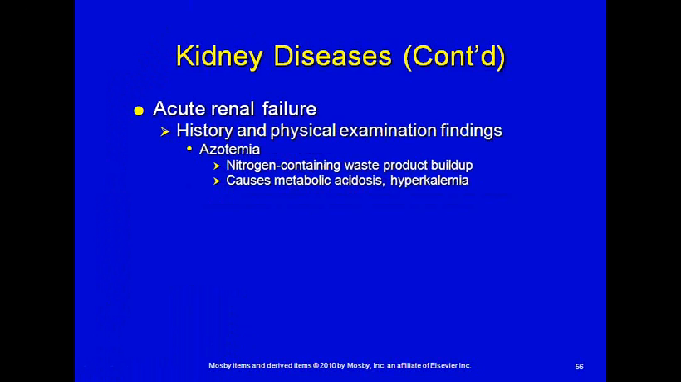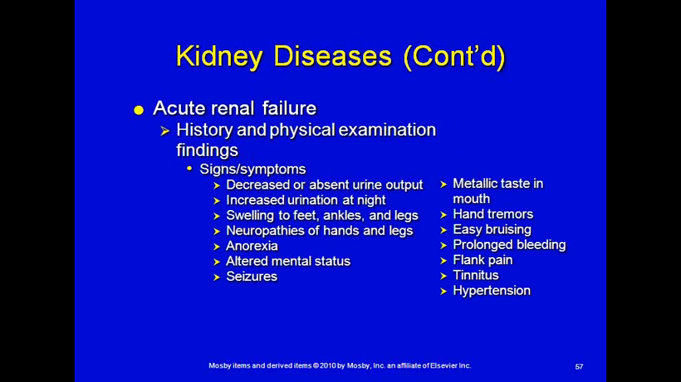With acute renal failure, get a history and physical exam as far as findings. Azotemia is nitrogen-containing waste product buildup. It leads to metabolic acidosis and hyperkalemia. One thing that you will smell, particularly in acute renal failure, in addition to urine, is that if the kidneys fail, you can get a very distinct odor of ammonia coming off the patient as well.